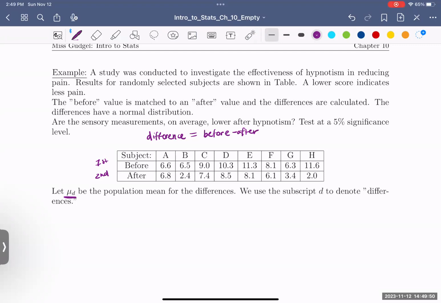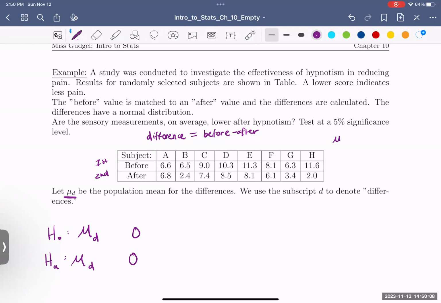Okay, I'm writing this out because we're always going to have this null and alternative hypothesis still. And these null and alternative hypotheses are going to be talking about the difference compared to zero. Okay, why compared to zero?